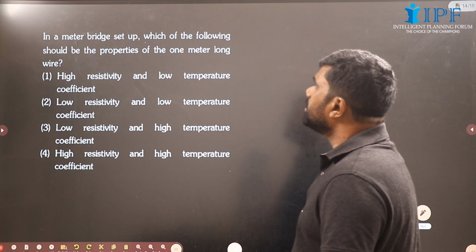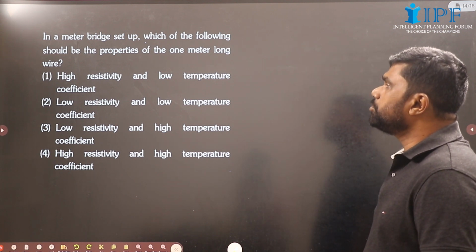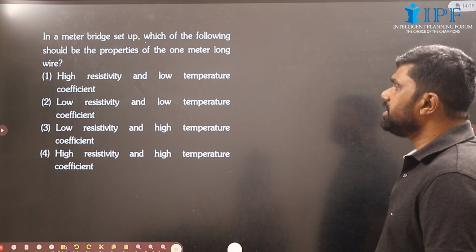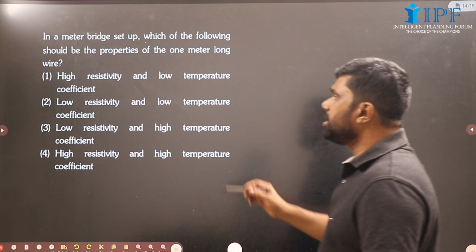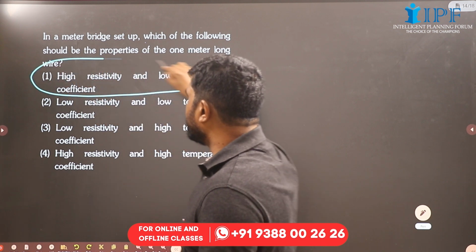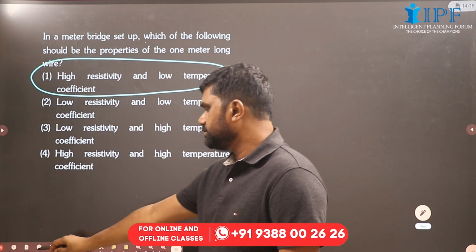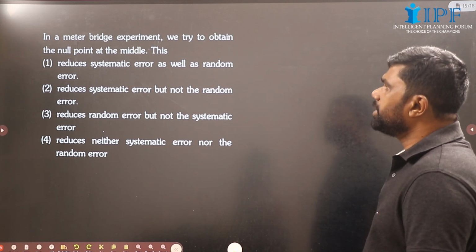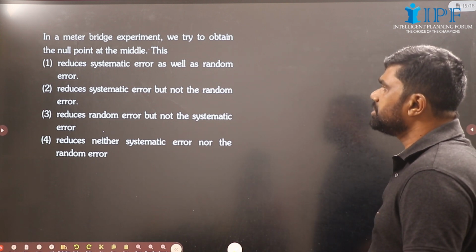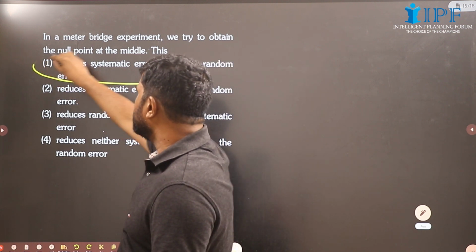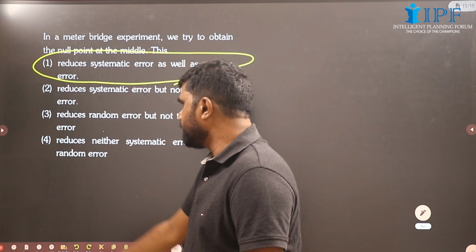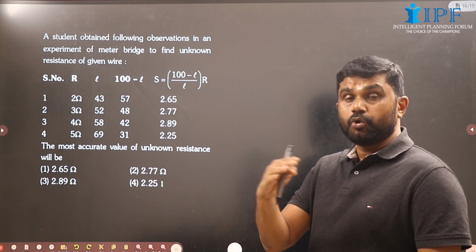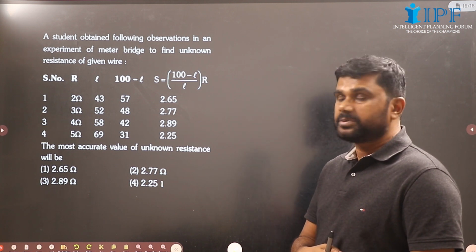In a meter bridge setup, which of the following should be the properties of the 1 meter long wire? High resistivity and low TCR, that is, high resistivity and low temperature coefficient of resistance. Now in a meter bridge experiment, we try to obtain the null point at the middle. This reduces systematic error as well as random error. The null point must be close to the center of the meter bridge wire.